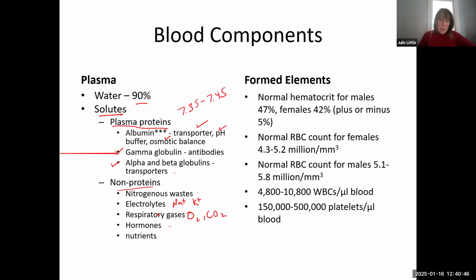Hormones, anything that we covered in the endocrine chapter, would be floating around in the plasma portion of the blood, and nutrients from our digestive system. The formed elements are going to be the red blood cells, the white blood cells, and the platelets.